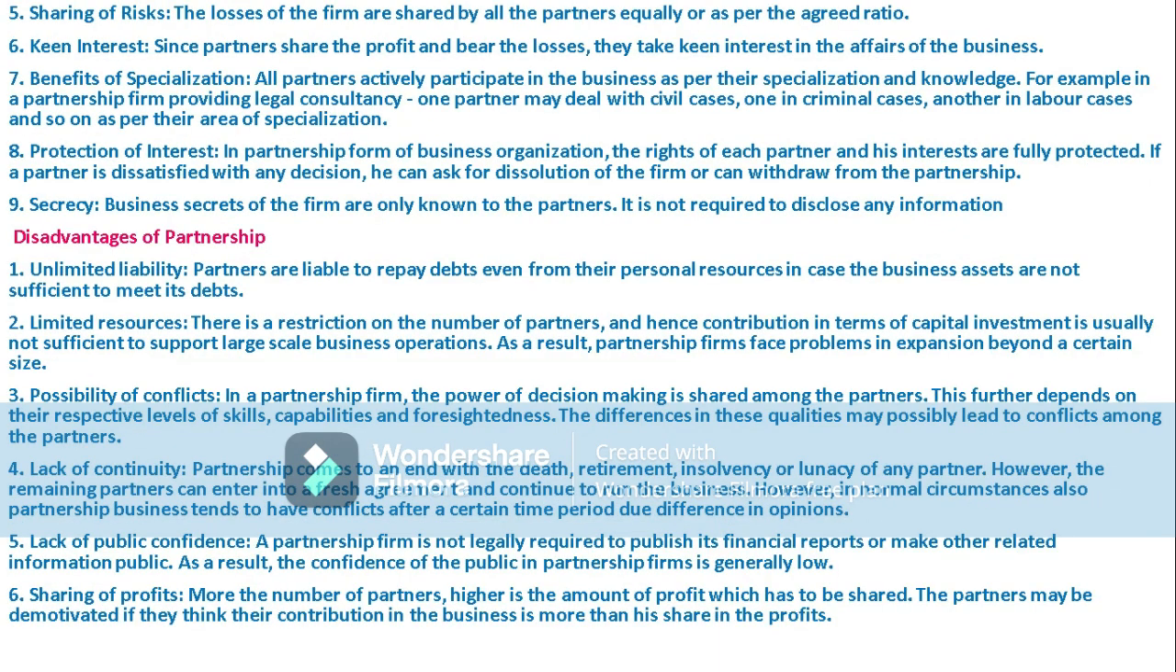So another one is sharing of risks. If a single person is involved, he has to bear unlimited liability. But here, if the firm undergoes any losses, and there are 10 persons, then those 10 persons will share the loss depending upon the ratio. So sharing of risks may reduce some liability.